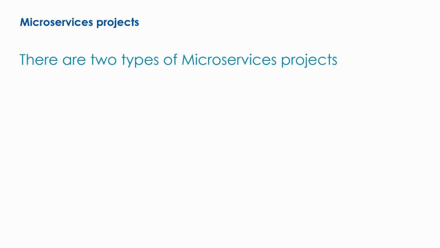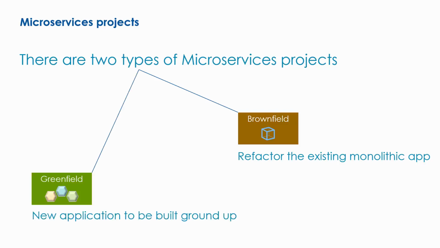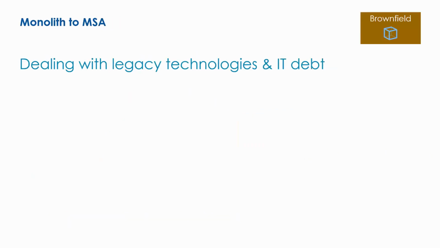There are two types of microservices projects. The brownfield microservices project is the one in which there is an existing monolithic application that needs to be converted to microservices. And then there are greenfield microservices projects wherein a new application needs to be built from the ground up.